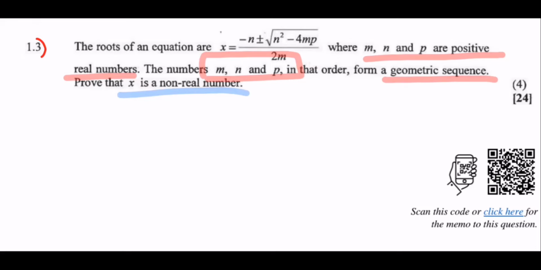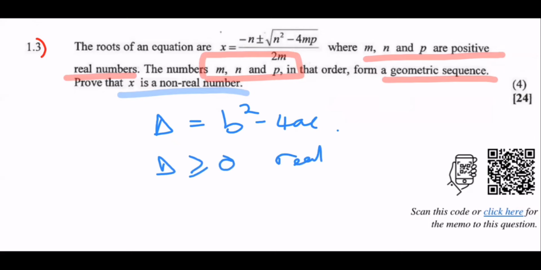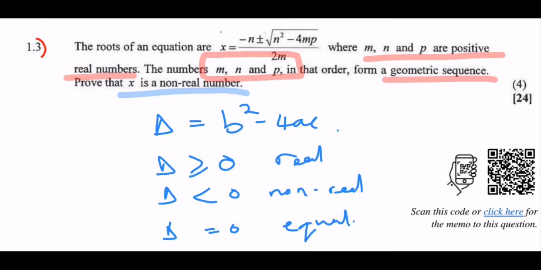Now, let's think in terms of nature of roots. When we think in terms of nature of roots, we usually make use of delta, which is our discriminant, to determine the nature of the roots. So if delta is greater than 0, we know we have real roots. If delta is less than 0, we have the opposite, which is non-real roots. And if delta is equal to 0, we have what you call equal roots. So this is just your basic principles of nature of roots. You need to know these things before tackling any question of this sort.